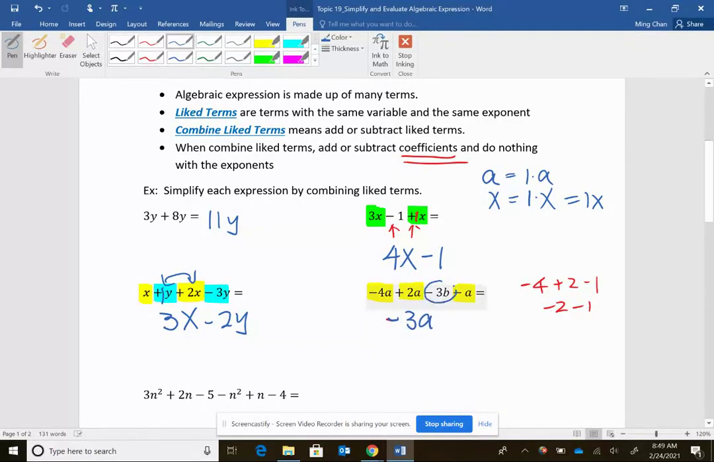My negative 3b has no like term to combine, so I just simply write it down, negative 3b. And that's it. That's your answer, negative 3a minus 3b. They are not like terms. You cannot combine them. You just have them sitting right there, right next to each other.